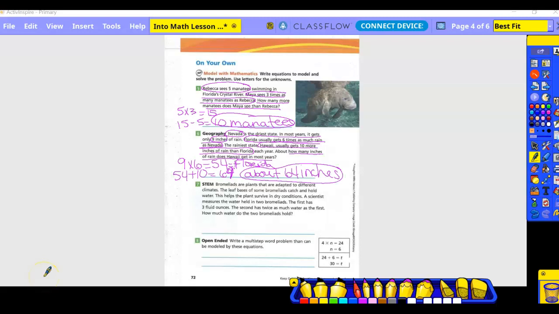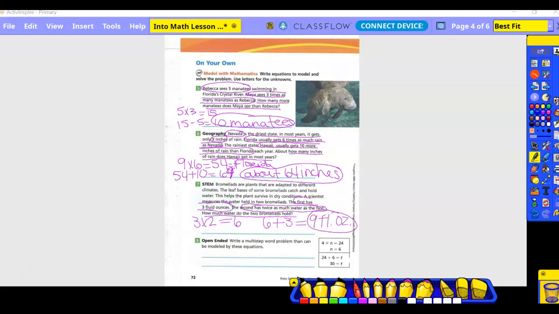Number 6, we pulled out our information and underlined what we were looking for. For our first equation, we took 9 times 6 and got 54, and that was how many inches of rain was for Florida. Then we added 54 plus 6 to get 64 inches, and we also put about because it's an estimate, so about 64 inches for Hawaii.